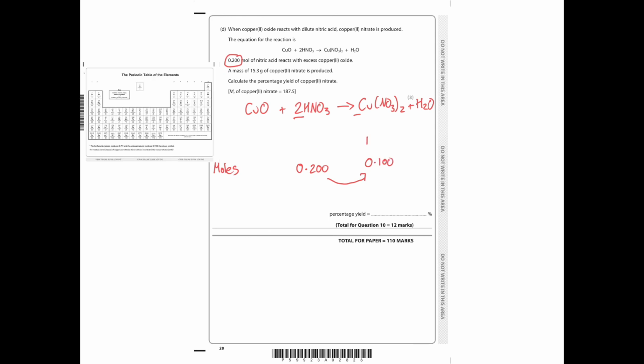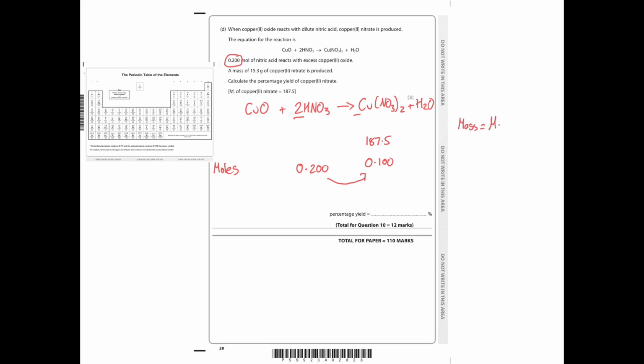The final question is a percentage yield of copper 2 nitrate. In order to do this, there are 2 methods, but the way I'd recommend is to work out the maximum possible theoretical yield that you could get from the reactants that you are using. Again, I would write out my equation in order to give myself a framework in which to work. I have 0.2 moles of nitric acid reacting with an excess of copper 2 oxide. So I can write this in my table as my moles. I can then work out my moles of copper nitrate in a 2:1 ratio, which comes out at 0.1.